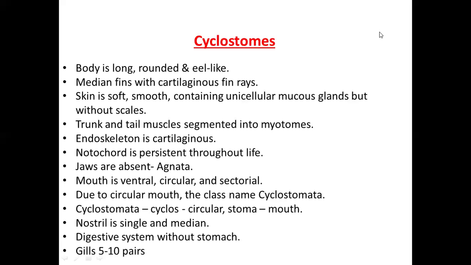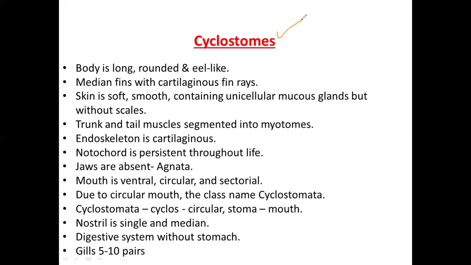Hello guys. So coming to today's video, let's discuss cyclostomes. All the fishes which have a circular mouth come under the cyclostomes. Circular mouth unna fishes anni fishes ni we have included under cyclostomes.